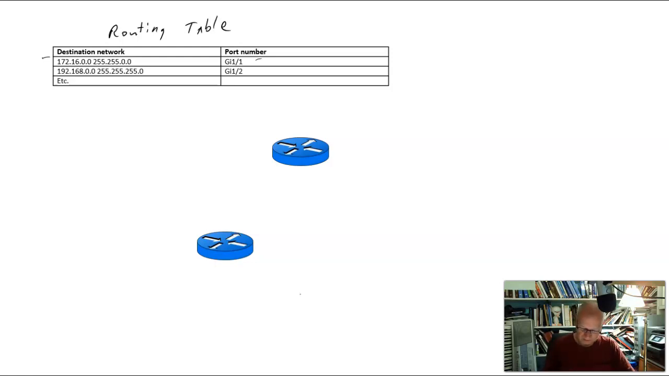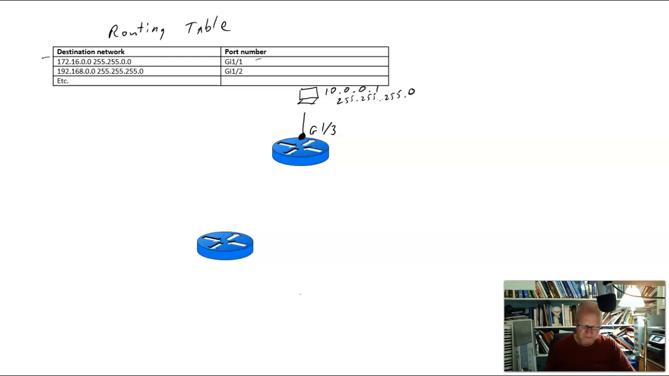So let's go ahead and draw that in. And I'm going to put a port here, and I'll call this port G1/3. And off of this port, I will put a computer. And this computer will be 10.0.0.1, 255.255.255.0. Don't worry about this network mask stuff. That'll be in other videos.